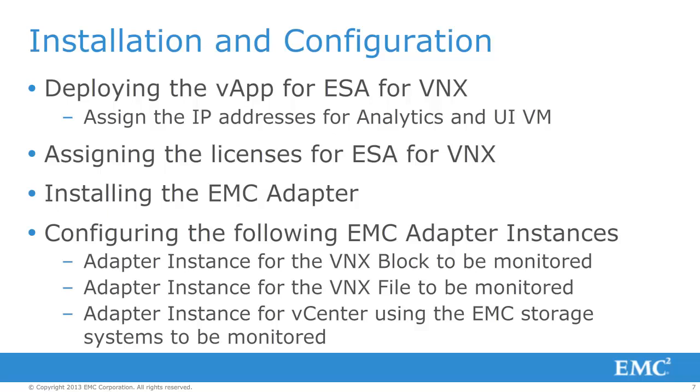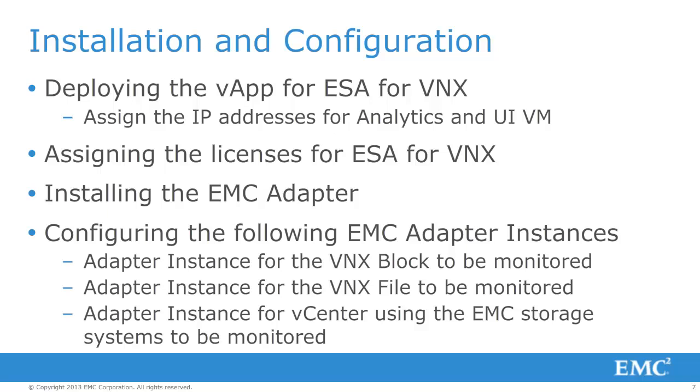Now let's take a look at the various steps involved in the installation and configuration of ESA in your environment. First, we need to deploy a vApp for ESA. While deploying the ESA, we need to assign two IP addresses, one for the UI VM and one for the Analytics VM. The UI VM allows you to access the results of the analytics in the form of badges and scores using a web-based application. It also allows you to access the administration portal in order to perform management tasks.